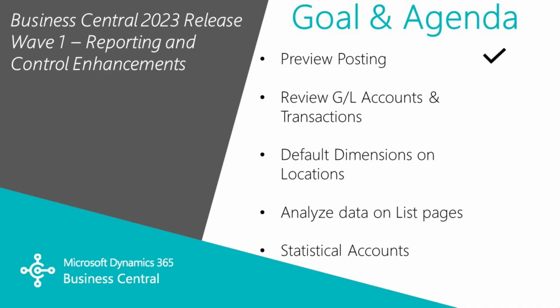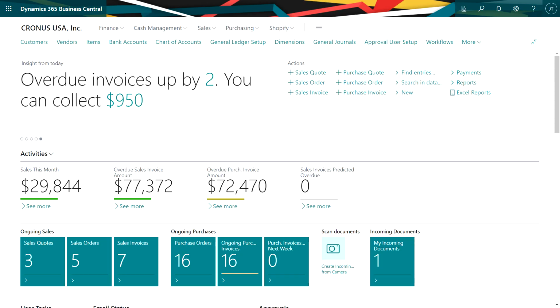The next thing I want to do is show you the ability to control the review of posted transactions in Business Central. This is beyond the approval process. This is after the transaction has been posted. It allows you to specify certain accounts that need review. And there's a couple ways to do this.